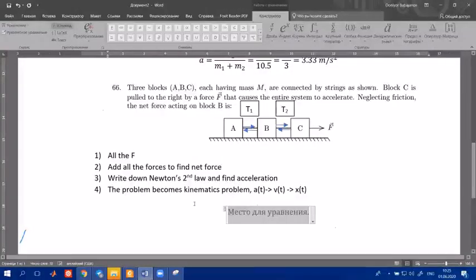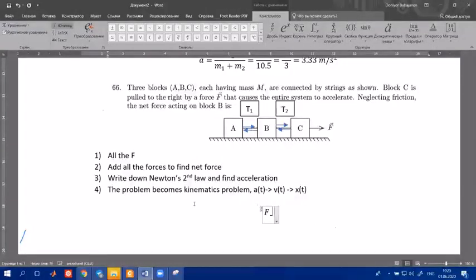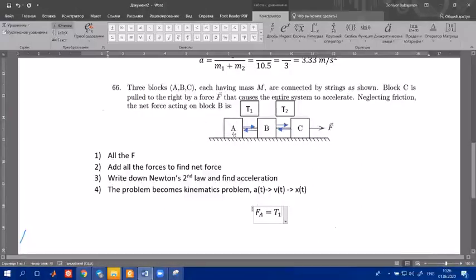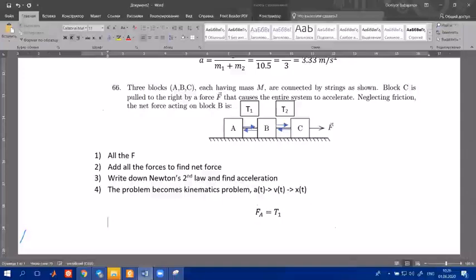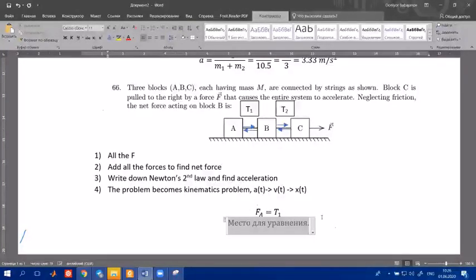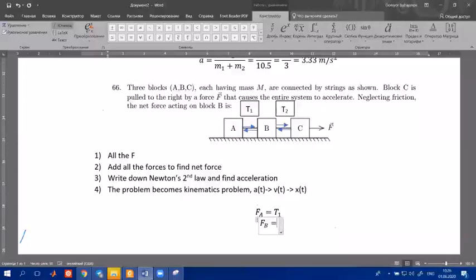Let's find the net force acting on the body A. I note it as FA. This is the net force acting on the body A. It has only one force, T1. So only one force acts on the body A, it's T1, this force. Net force acting on the body B. Two forces act on the body B. This is T1 to the left and T2 to the right.